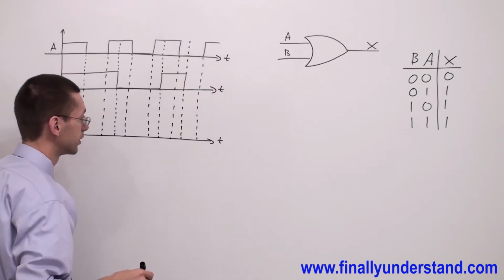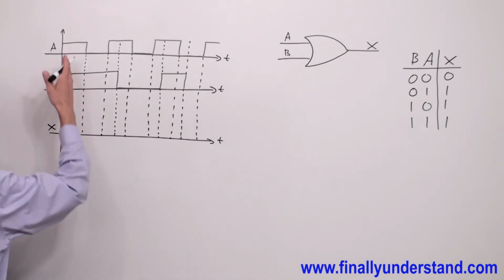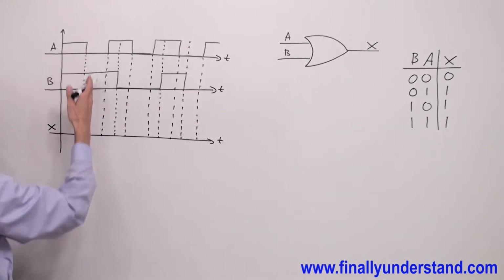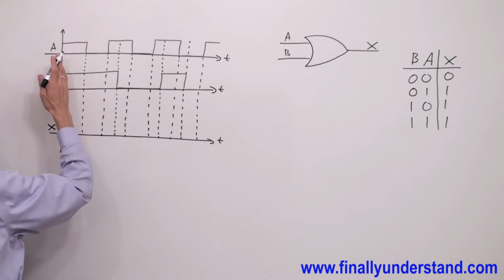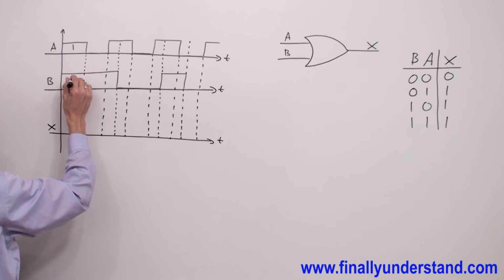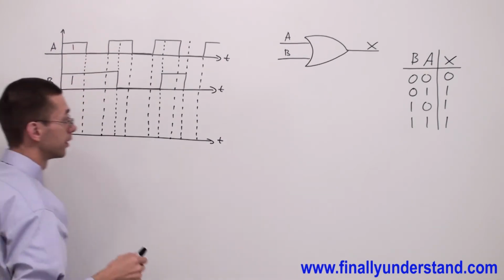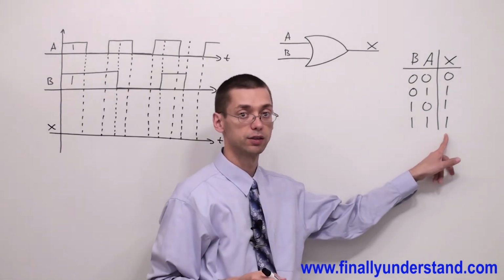Please notice that we again create the columns, and we're supposed to look at these columns separately. So look at the first column. We have high and high. High and high will give me high at the output.